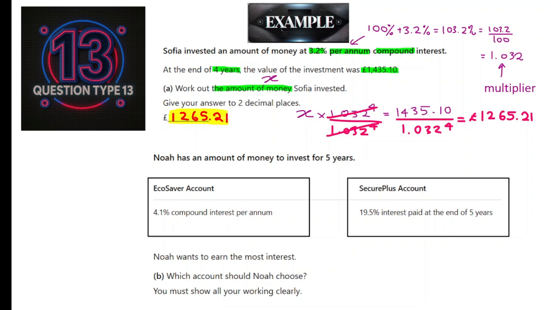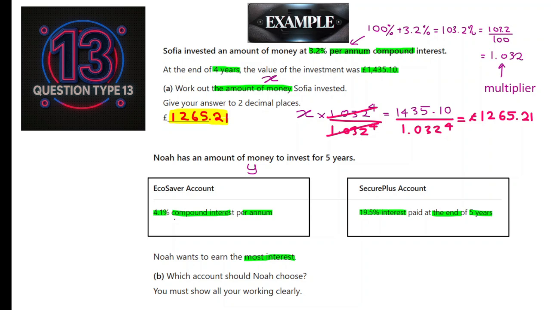Noah has an amount of money to invest for 5 years. We don't know the amount of money, so let's call it Y, because we used X in the previous part. The EcoSaver account gives 4.1% compound interest per annum, whereas the Secure Plus account gives 19.5% interest at the end of 5 years, so just once. Noah wants to earn the most interest, so which account should he choose?